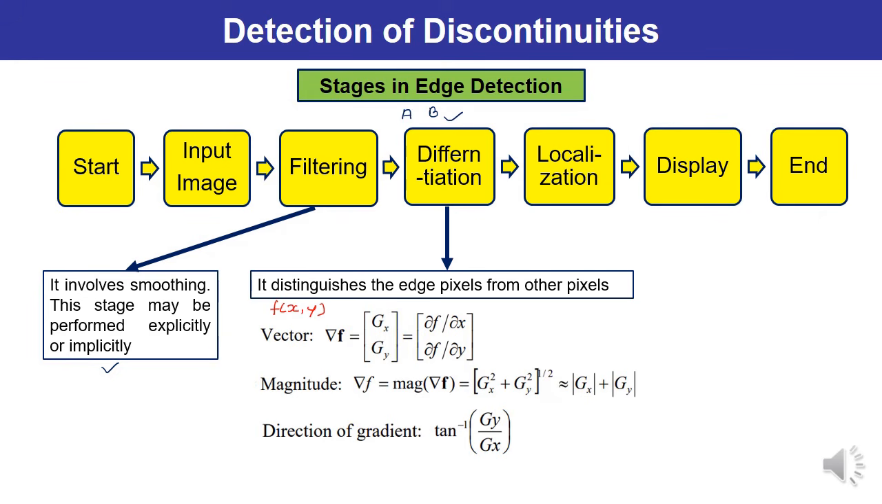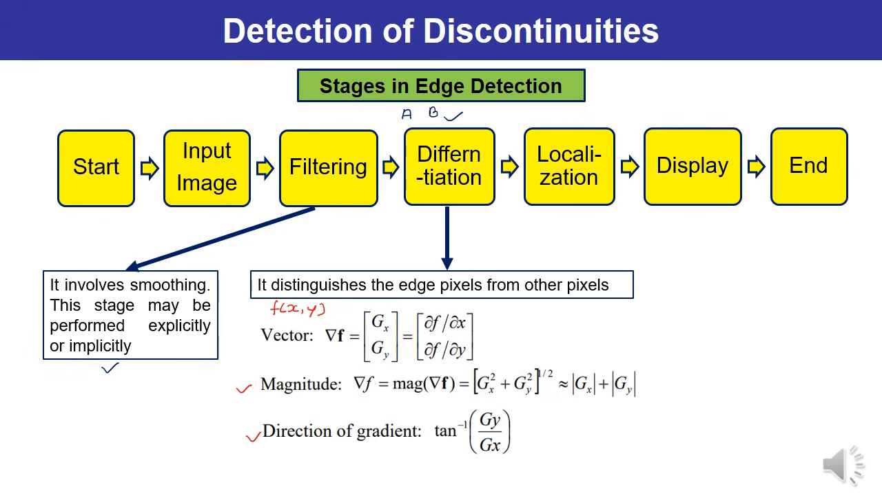So gx and gy, these are the gradients actually. If you are going to calculate the magnitude of this vector, this is referred to as gradient delta f. This is the magnitude of delta f, and this is nothing but the square root of gx square plus gy square, or it can be written as mod of gx plus mod of gy, because edge strength is indicated by the edge magnitude, and the direction of the gradient vector is useful to detect a sudden change in the intensity.